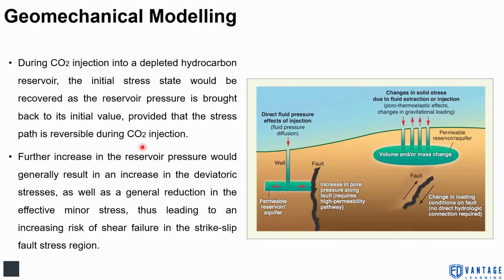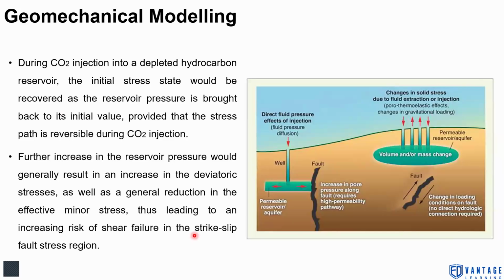Like if we remove CO2 again, the pressure might further decrease, but a further increase in reservoir pressure would generally result in an increase of the deviatoric stresses, as well as a general reduction in the effective minor stress, thus leading to an increasing risk of shear failure, called shear parting, in a strike slip fault stress region.